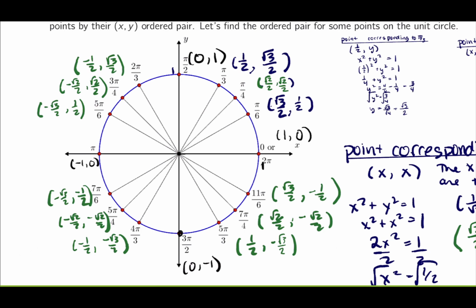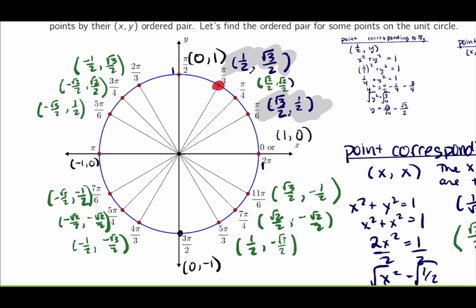Oftentimes, students get confused about the point at pi over 3 and pi over 6 because the x and the y values are really similar there. They're just switched. What I'll remind you is that root 3 over 2 is about 0.86. To get to pi over 6, I know I need to go over a lot and up a little bit. So that tells me that my x-coordinate must be bigger than my y value because I need to go over a lot more than I need to go up. And that's what tells me that root 3 over 2 better be my x-coordinate because that one's bigger.